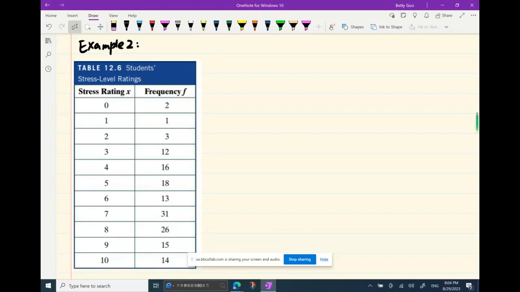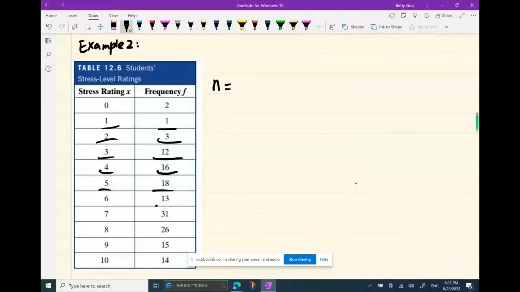And so the second column, we have the frequencies corresponding to the participants' stress readings. So how do we understand that? Among the N participants, 2 of them are carefree. 1 of them has a level 1 stress reading. 3 of them have level 2 stress readings. 12 of them have a level 3 stress reading. 16 of them have a level 4.